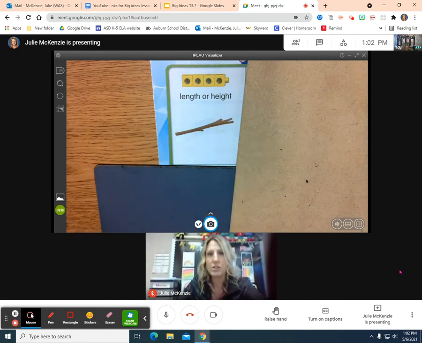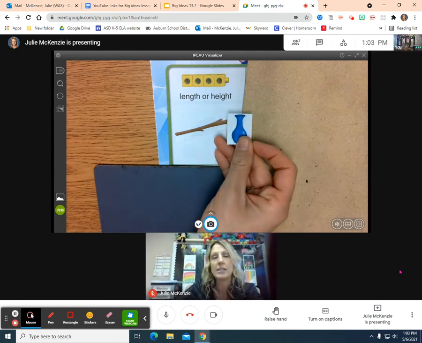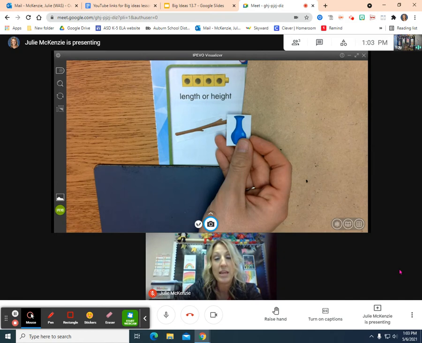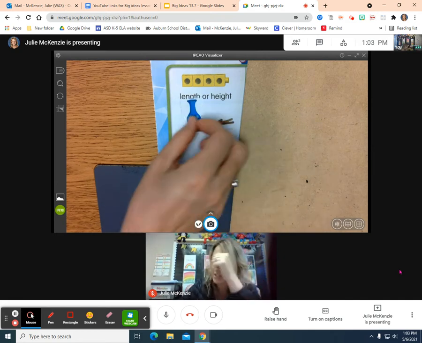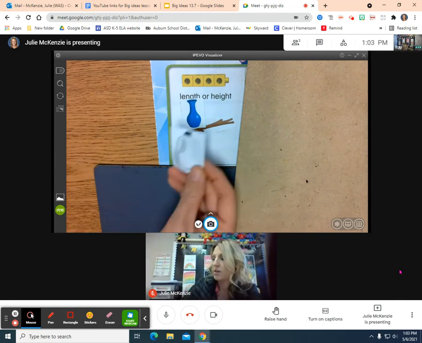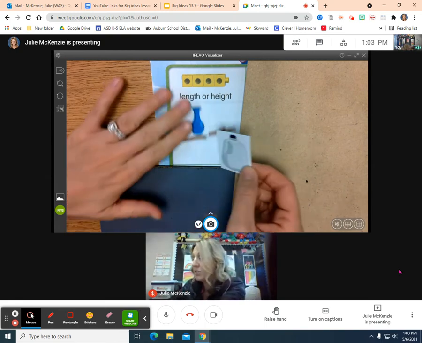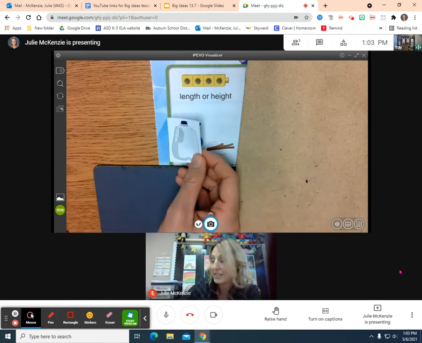Sorry, I'm going to move this just for a second. Okay, there we go. What about a vase? Could I measure how high or how long a vase is? Is that possible? Is length or height an attribute of the vase? Yes, I could measure to see how long or how high a vase is. All right, what about a milk jug? Could I measure a milk jug to see how long it is or how high it is? Yes, I could. I could measure that.